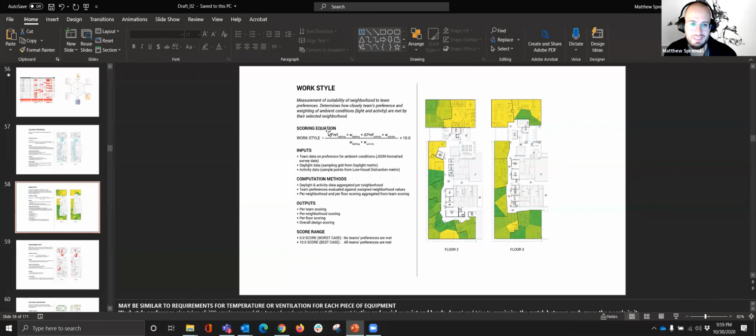Similar to work style. Work style is very subjective. Everybody has a different idea about what work style should be. So in this case, we needed to make a combination of quantitative measures. In this case, it was preferential lighting plus activity, and that could be divided over some kind of common baseline feature. So it's our interpretation.